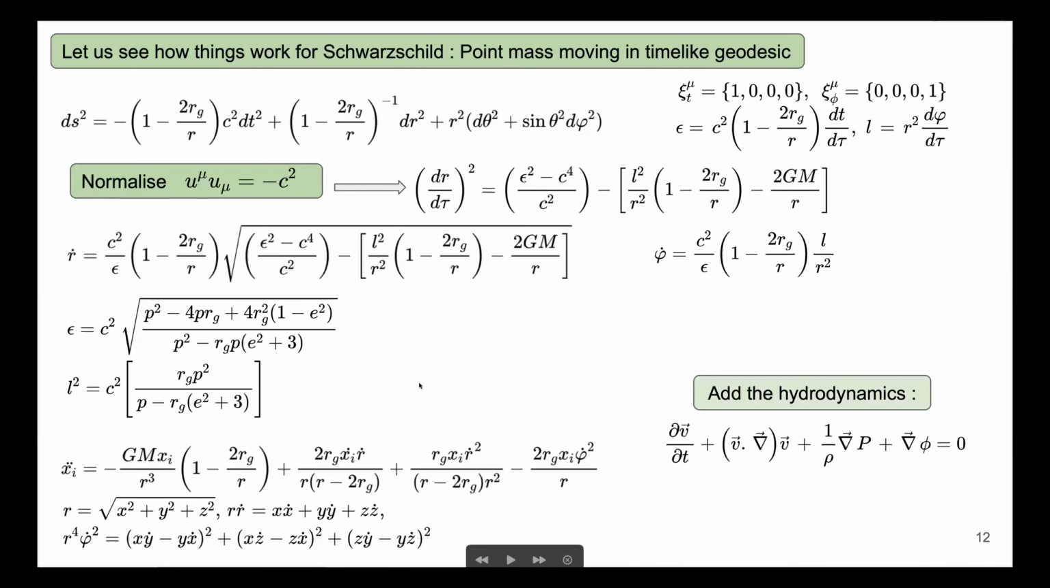Okay, so in the Schwarzschild case, these are some mathematical formulas that we'd use. We write down the metric over here. There are two Killing vectors, and you can calculate the conserved energy per unit mass and the angular momentum per unit mass. You normalize and you find out what is dr/dτ, where τ is the proper time. Because you know dt/dτ, from this dr/dτ you can calculate r dot, and you calculate φ dot by using dr/dt equal to dr/dτ divided by dt/dτ.